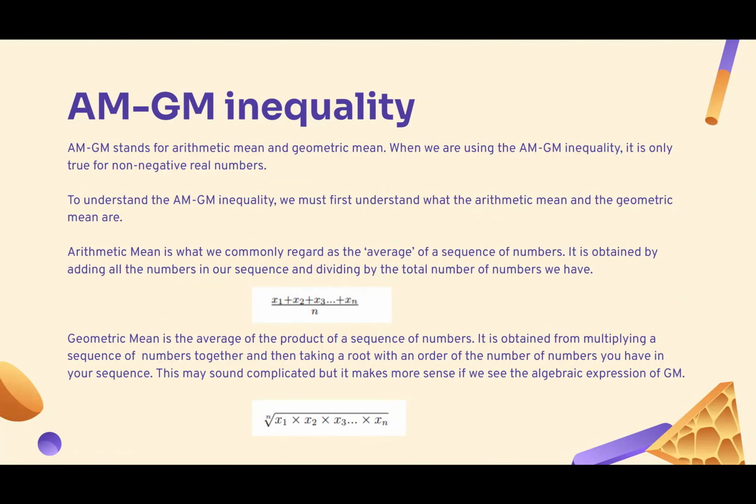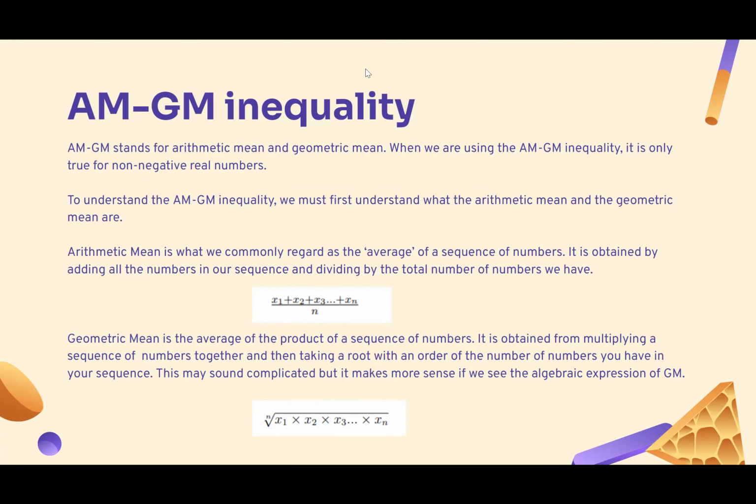So instead of addition, we're looking more at multiplication. We can obtain it by multiplying our sequence of numbers together and then taking the nth root of it. I believe everyone is familiar with higher order roots. It could be a square root, it could be a cube root. It really depends on the value of n and how many numbers there are in our sequence.